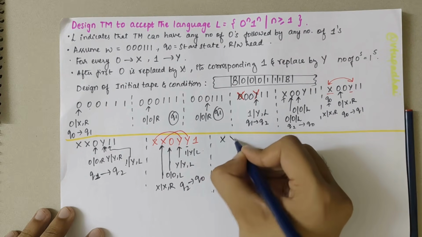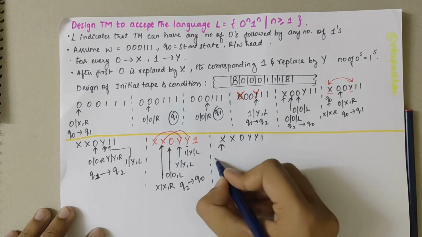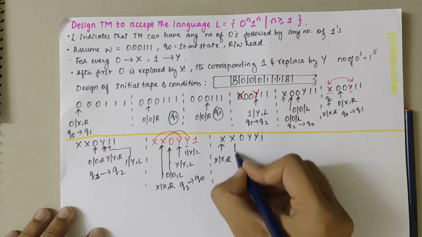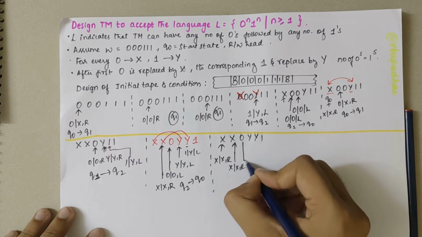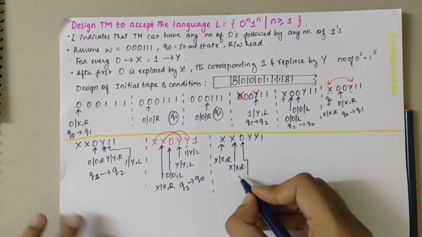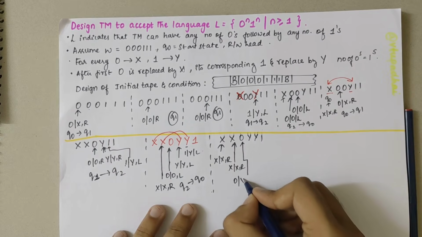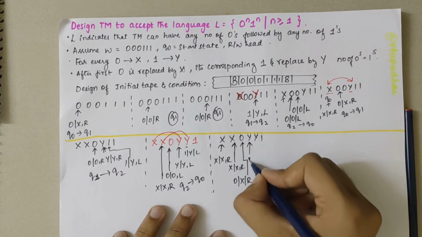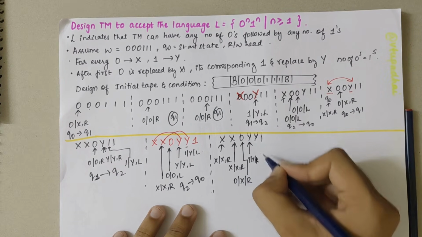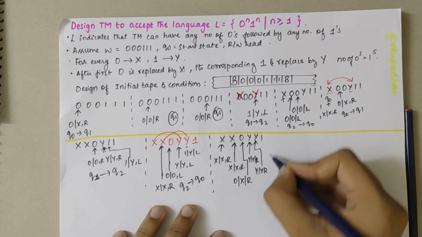So I have x 0 y and 1. So here I have x and move right. Here also I have x and move right. When I come here, I can replace 0 by x and move right. Here I can replace y by y and move right. Here also I can replace y by y and move right.